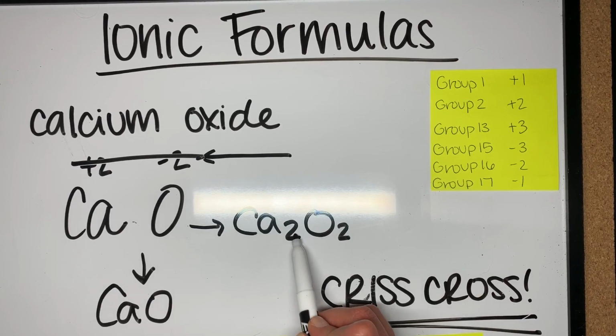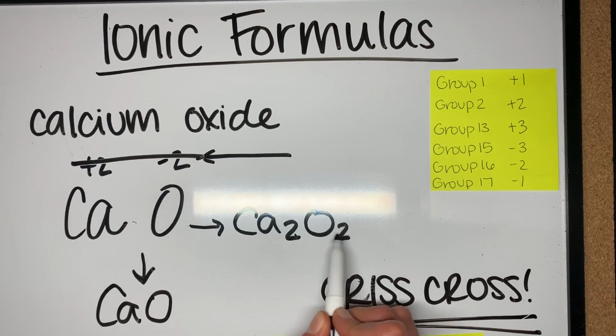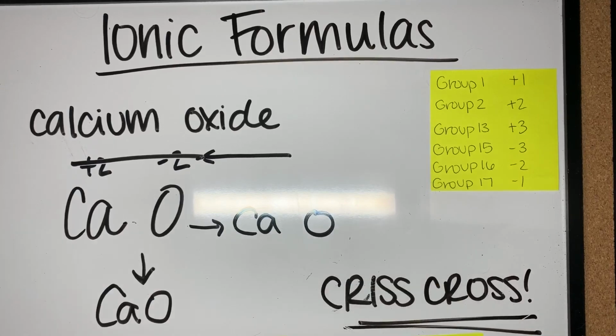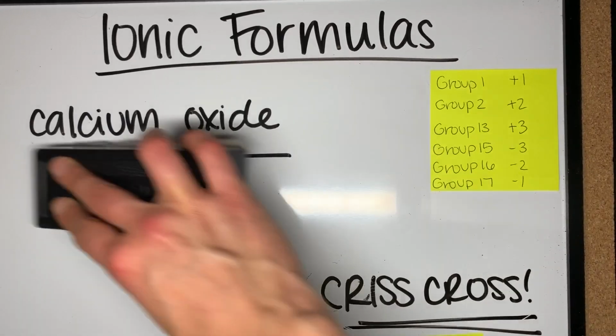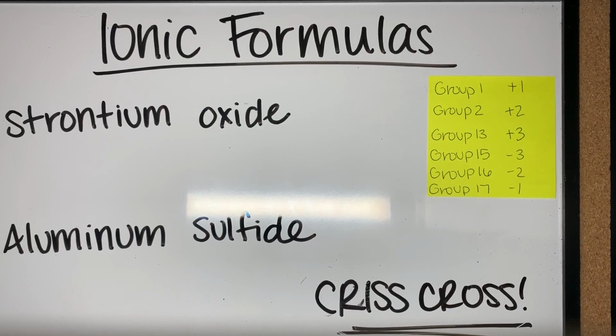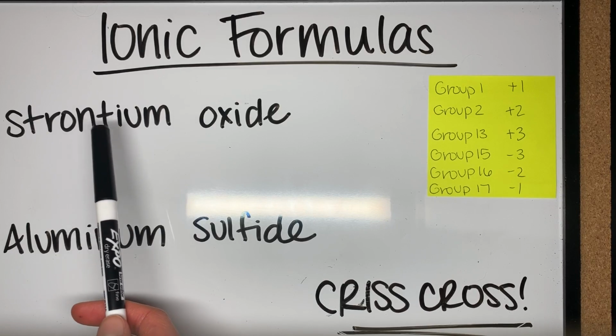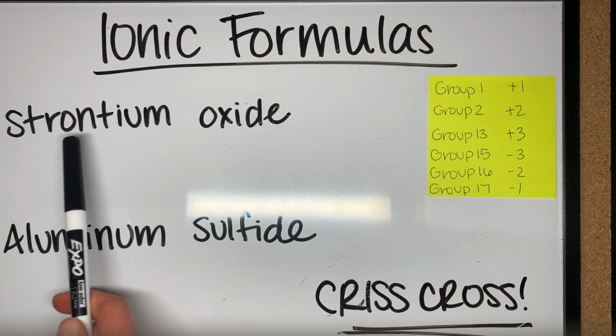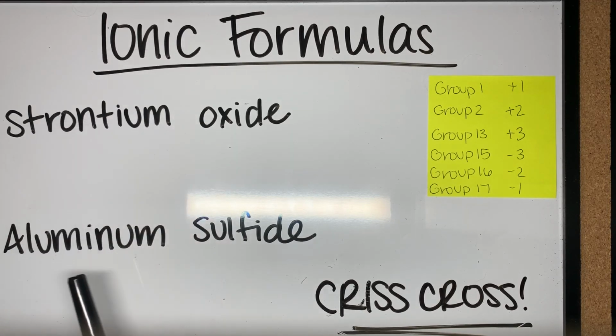So whenever you see subscripts that can be simplified, meaning I could simplify both of these by dividing them both by 2 to get 1s, you need to do that. You need to simplify them. Another example of something that needs to be simplified, and this will come up, let's go ahead and try some practice problems. So I would like you to take a minute to write the formulas for strontium oxide and aluminum sulfide. Notice how both of these are ionic because they contain a metal. So if you need to pause the video, go for it.